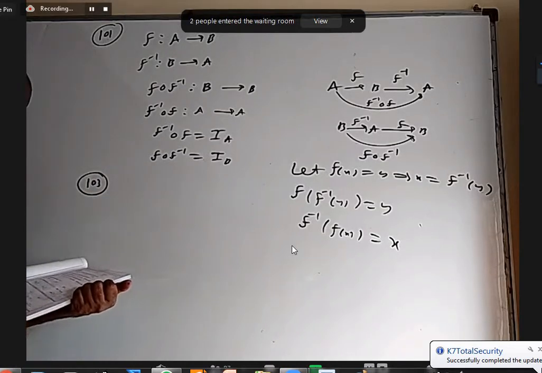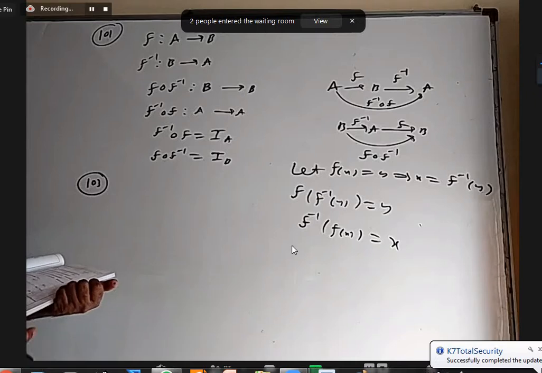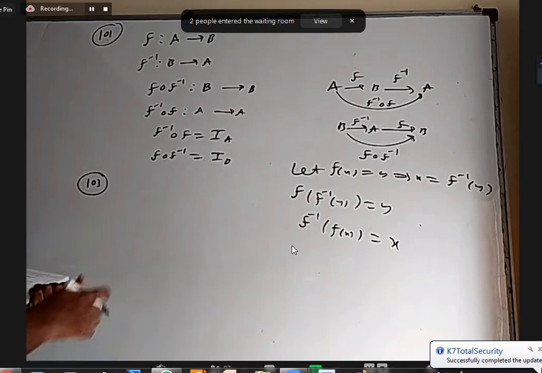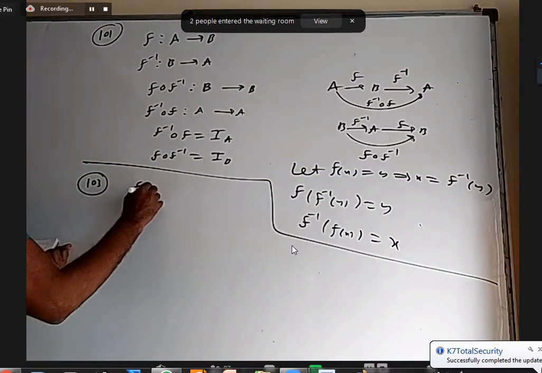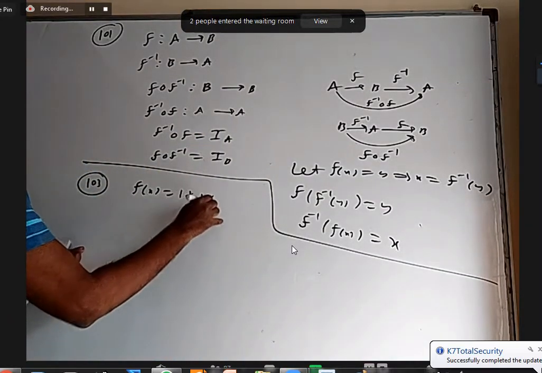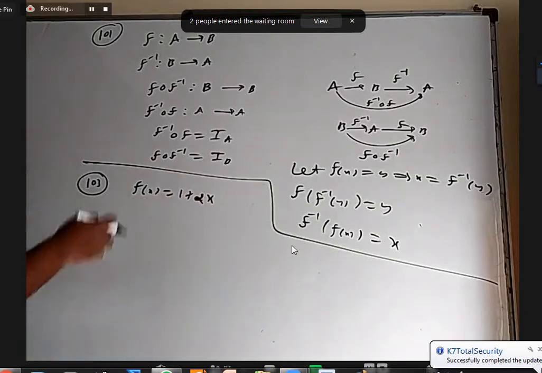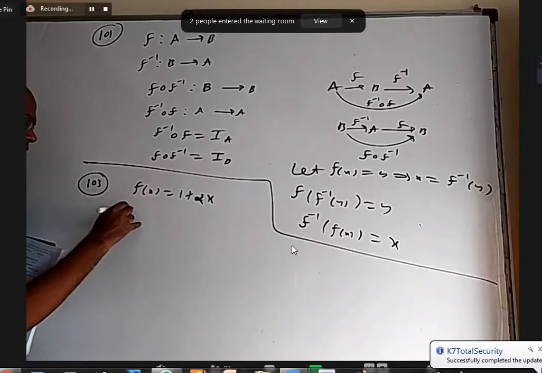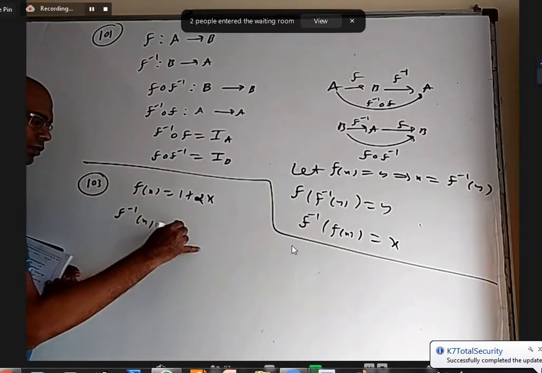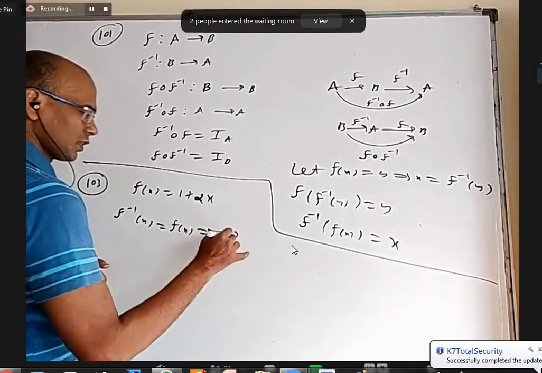Okay, in 103, they gave a function and they want the inverse to be itself. What should be the alpha value? F of x is equal to 1 plus alpha x. They want the inverse to be itself. F inverse x and f of x should be the same. The question is, f inverse x is equal to f of x, which implies what is alpha?